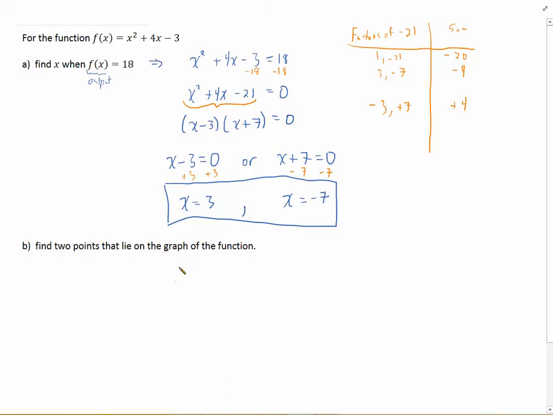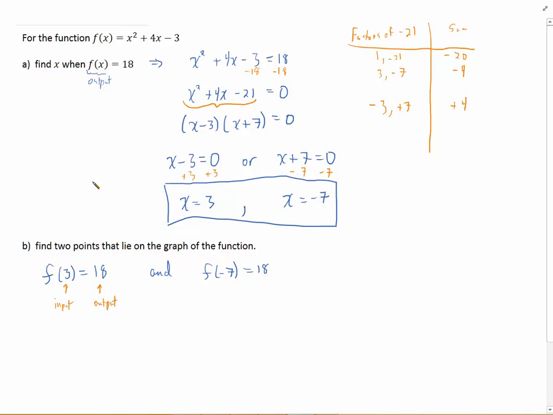Answering part B. Part B says to find 2 points that lie on the graph of the function. Well, we already know that when x equals 3, the output is 18. We know that f of 3 equals 18, and we know that f of negative 7 equals 18. What that means is when the input is 3, right? If the input is 3, the output is 18.